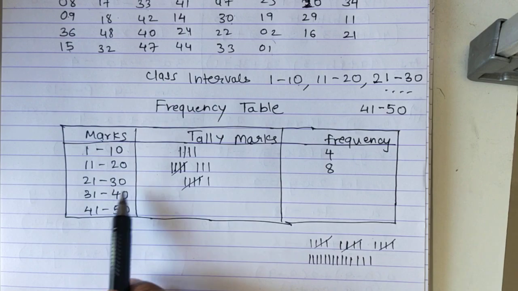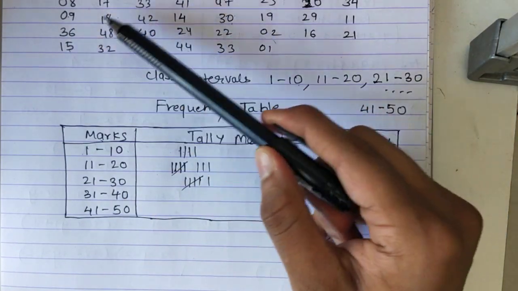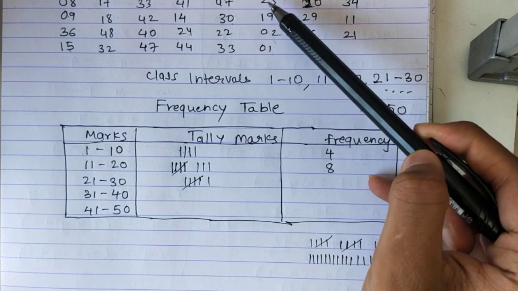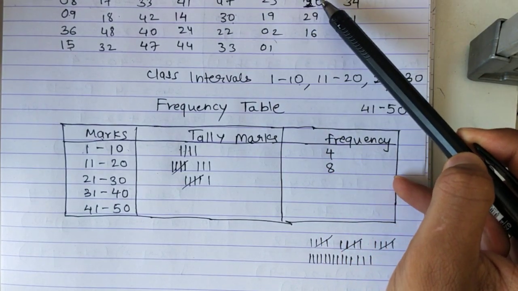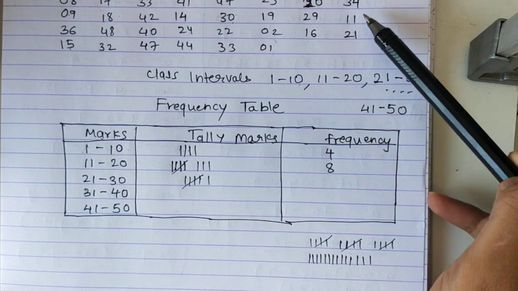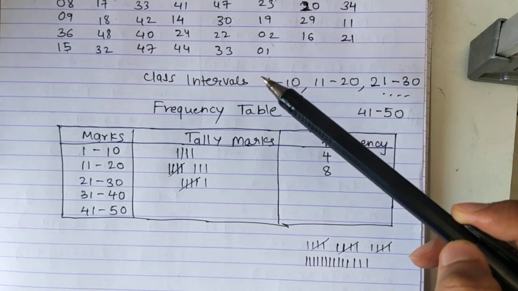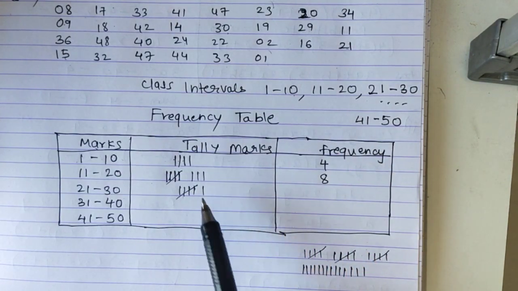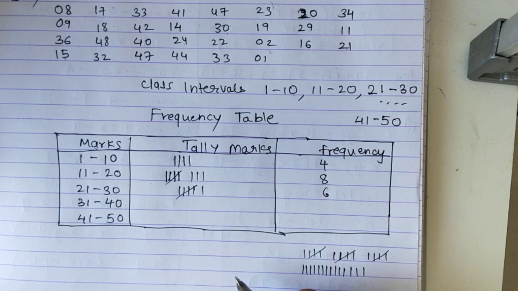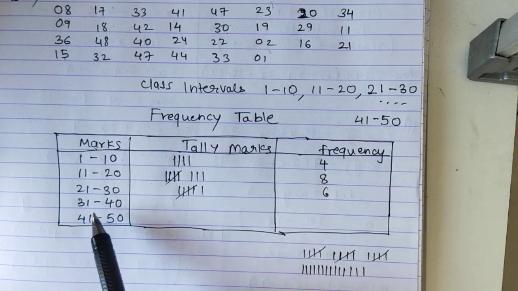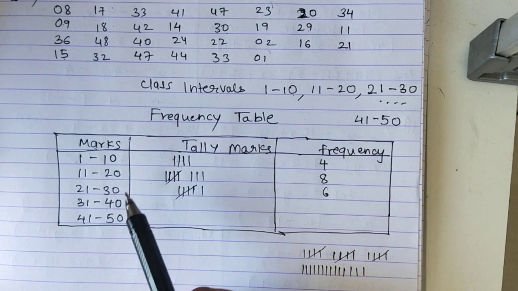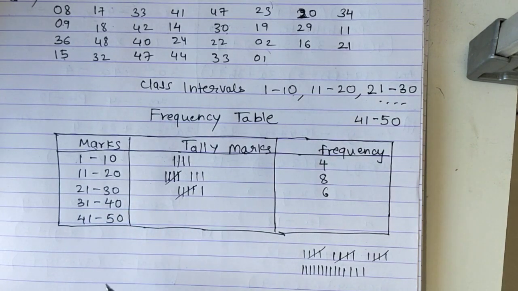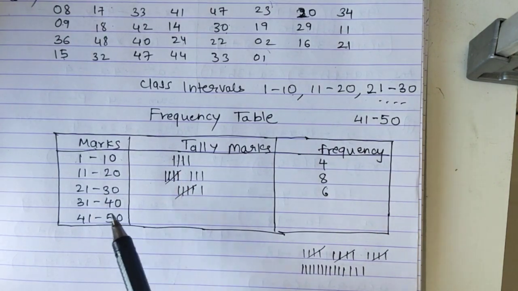Okay. Between 21 to 30, see how many values we got. 1, 2, 3, 4, 5, 6. 6 values between 21 to 30. So frequency will be 6. Okay. So in the same way, if you have understood, you can pause the video and count the number of sticks for between 31 to 40 and 41 to 50. Okay. Do it on your own.